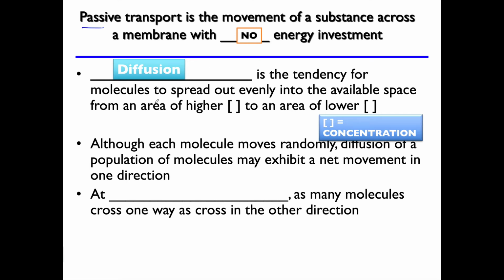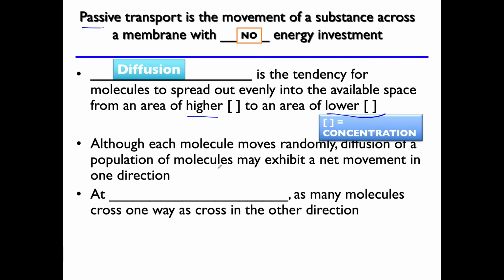We've talked about diffusion, and it was the tendency for molecules to spread out evenly into the available space from an area of higher concentration to an area of lower concentration. So if something's heavily concentrated in one area, it's going to move to those other areas over time. It doesn't take any work for that to happen. It just is due to random collisions of particles flying through the air or floating through a liquid, banging into each other, banging into walls, and eventually making their way across an area.